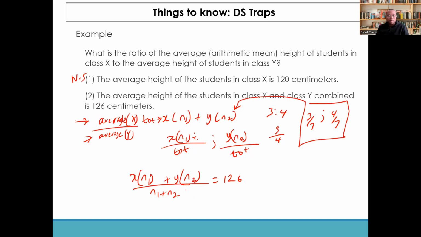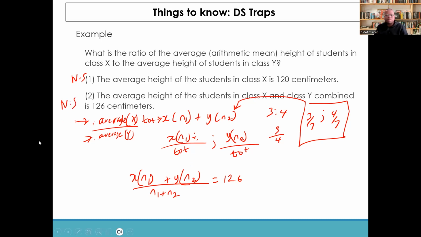So does this tell us how many we have for either of them? No, we don't. It doesn't tell us how many, the average height in X, neither does it tell us the average height in Y. It doesn't really tell us much. If you don't know these two basic fundamentals, we can't get that. This also is not sufficient.